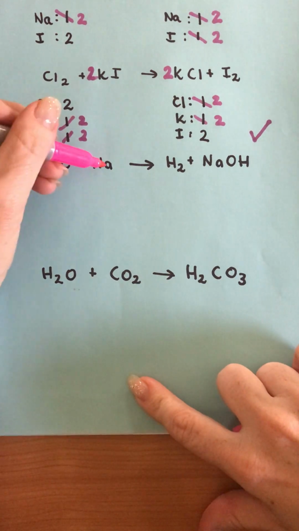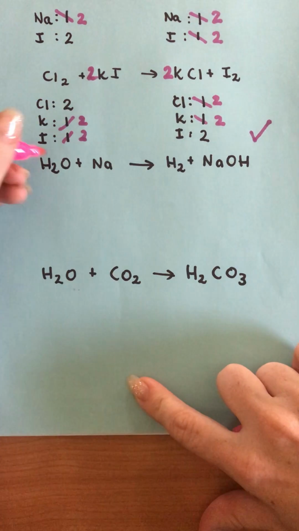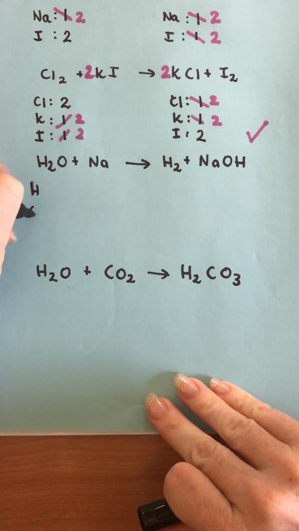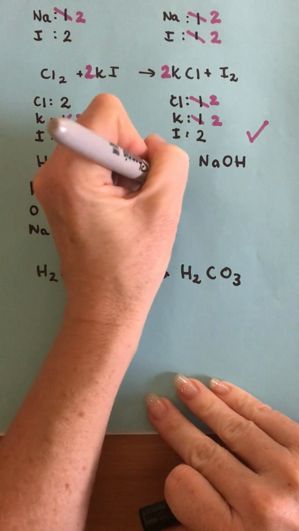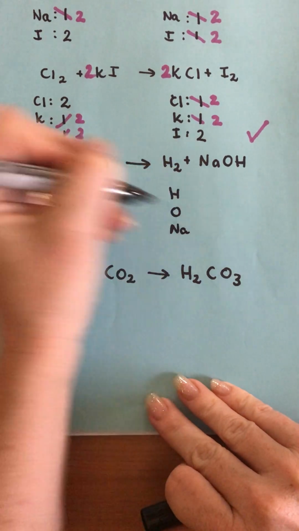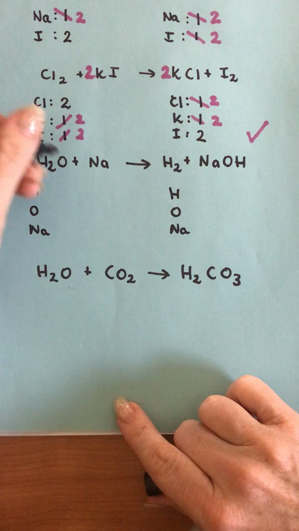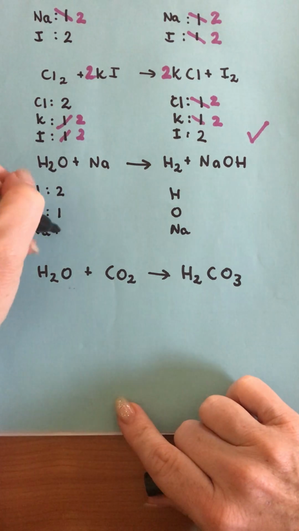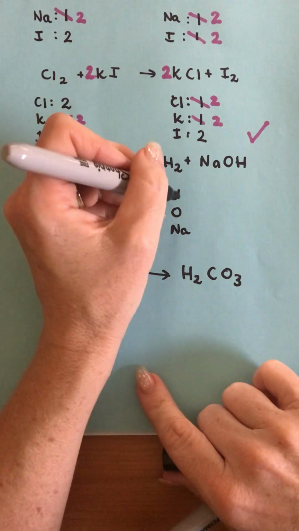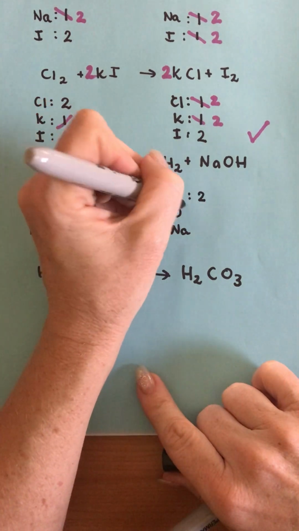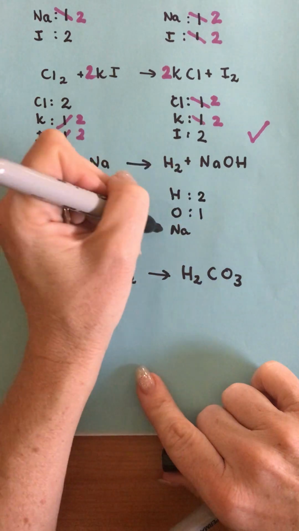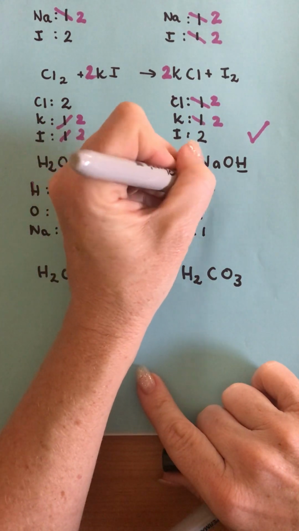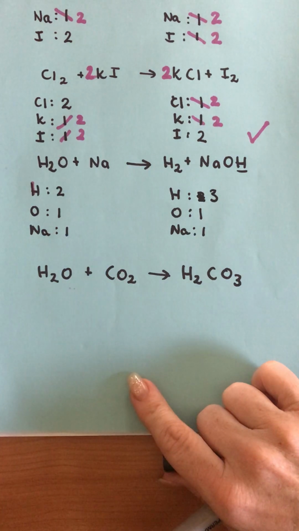We've got H2O plus Na goes to H2 plus NaOH. So I've got H, O and Na on both sides. So here I've got 2 H's, I've got 1 oxygen, and I've got 1 sodium. Here I've got 2 H's, I've got 1 oxygen, and I've got 1 sodium, but there's another H there, so altogether I have 3 hydrogens.